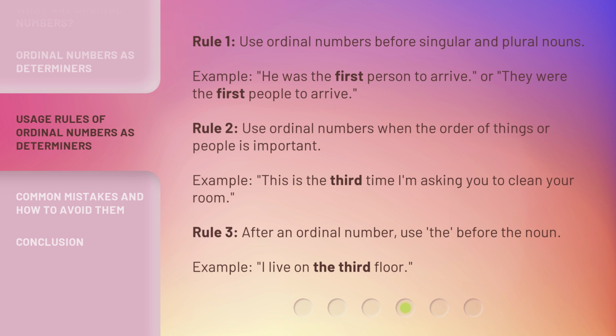Rule 1. Use ordinal numbers before singular and plural nouns. Example: he was the first person to arrive, or they were the first people to arrive. Rule 2. Use ordinal numbers when the order of things or people is important. Example: this is the third time I'm asking you to clean your room. Rule 3. After an ordinal number, use the before the noun. Example: I live on the third floor.